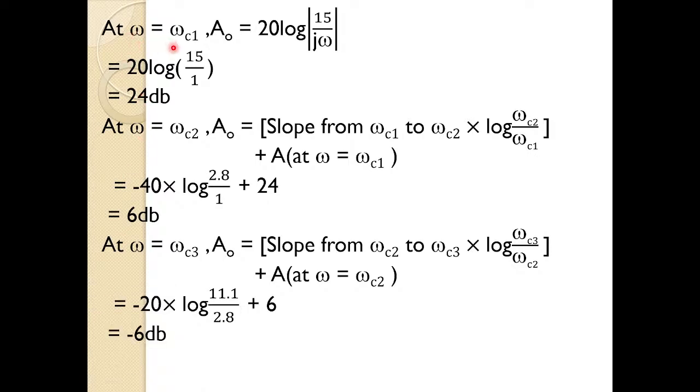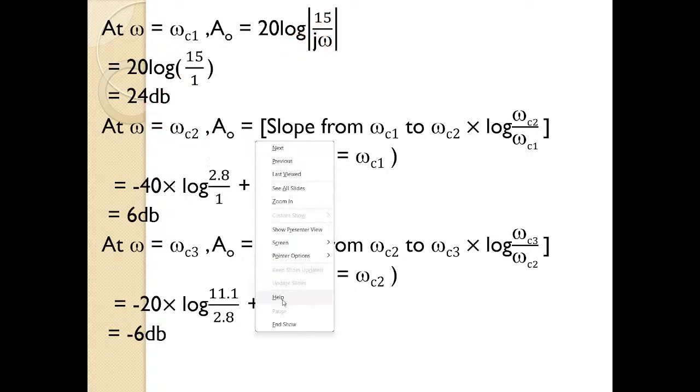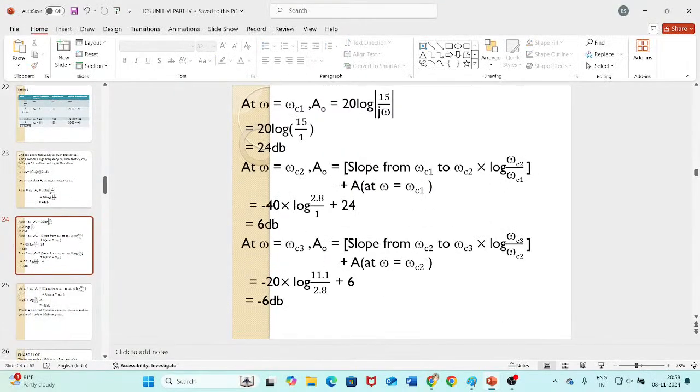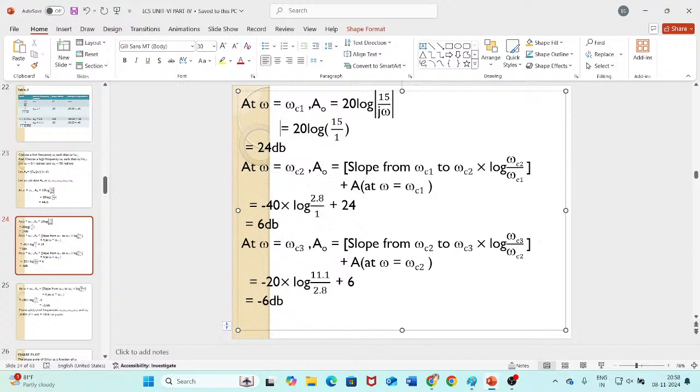For omega equal to omega C1, A naught equals 20 log 15 by j omega. Here, once again, omega C1 is 1. So A naught equals 20 log 15 by 1. You just simplify it, you will get A naught equal to 24 decibels.